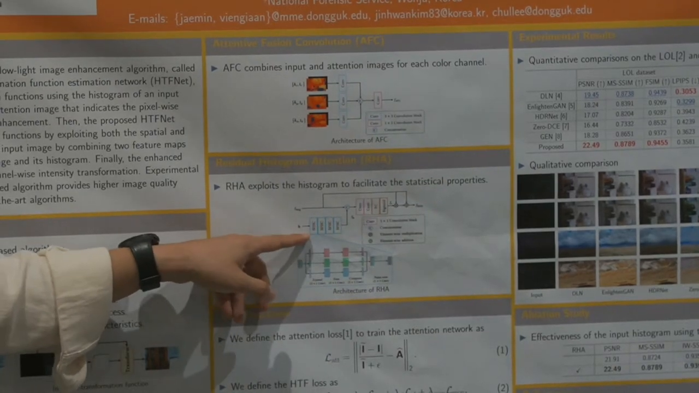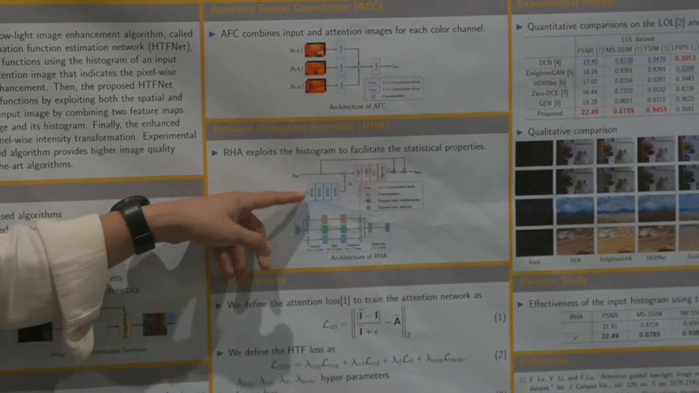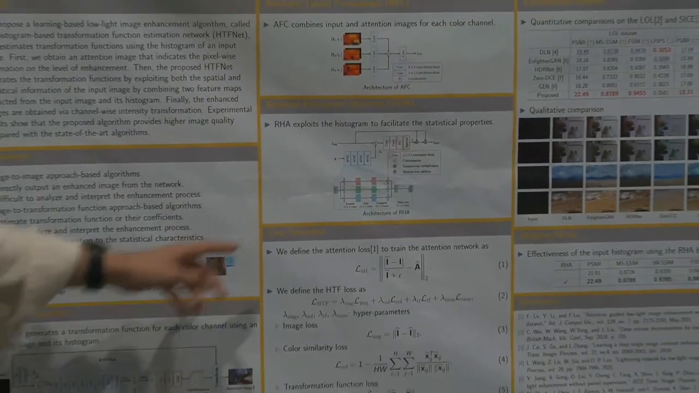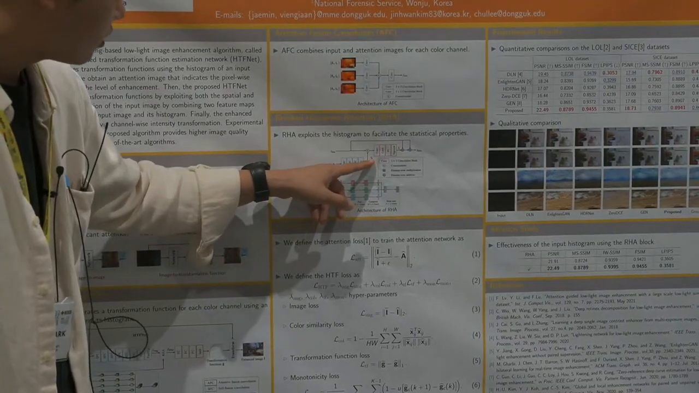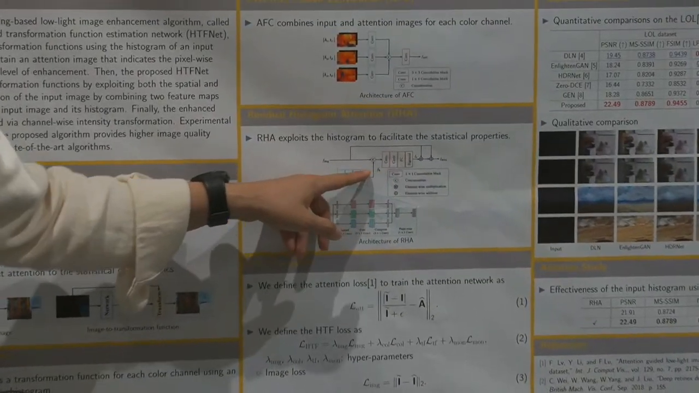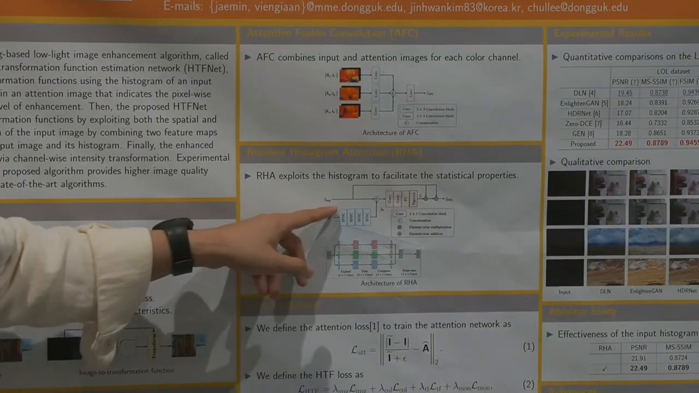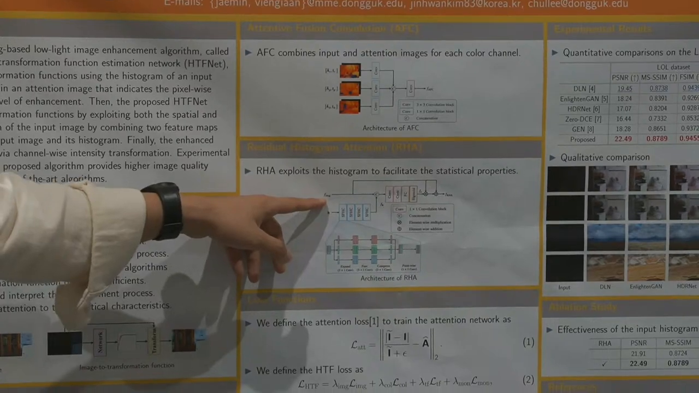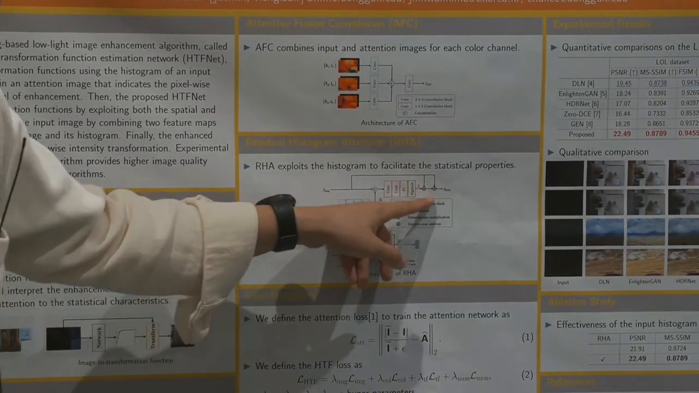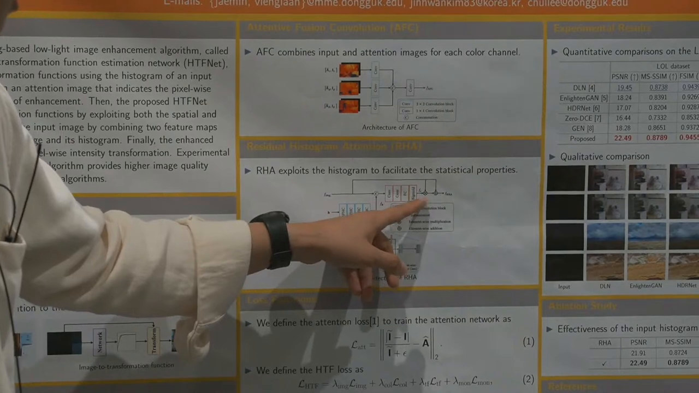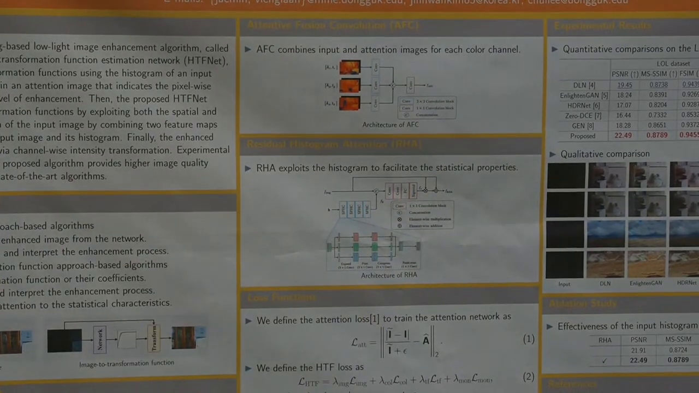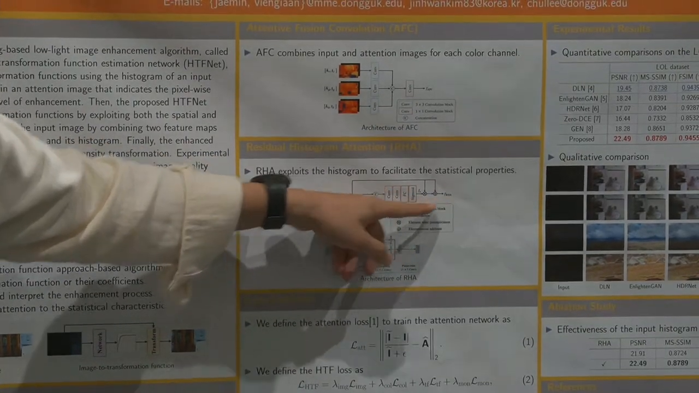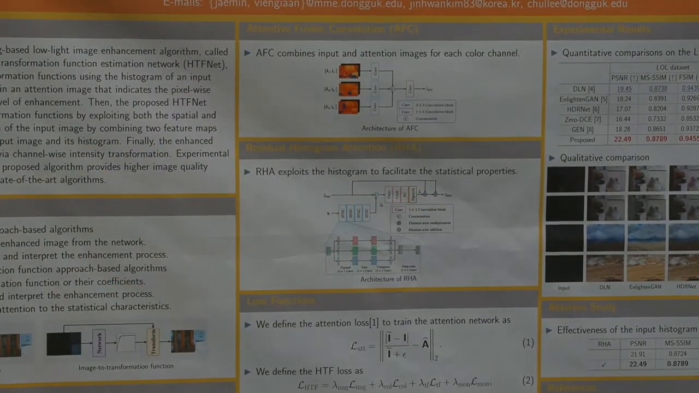It means that from the extracted image feature from here and the histogram here, we extract the histogram feature using the SFHC blocks. This is the extended version of the SFC block like this. And using the extracted histogram feature, we concatenate the histogram feature and image feature like this, and we generate the attention feature like this. And using the residual attention mechanism, we generate the RHA feature here.